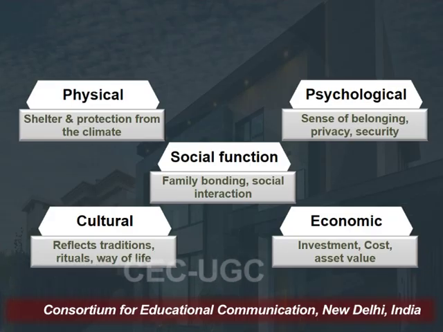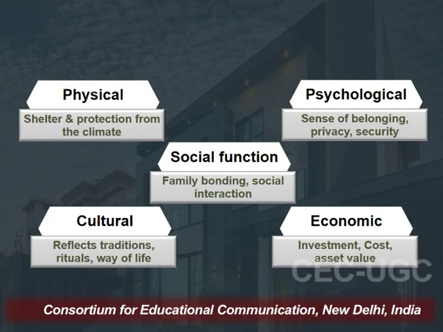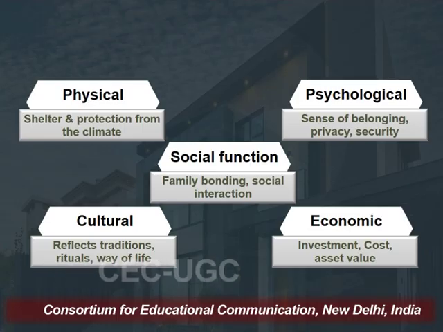Physical functions comprise mainly providing shelter and protection from the climate and climatic disasters. Psychological functions bring a sense of belonging, privacy, and security to the homeowners. Social function gives family bonding, social interaction spaces, and a life to live socially. After all, man is a social animal. It gives a cultural aspect. It reflects traditions, rituals, and gives us a way of life to live in.